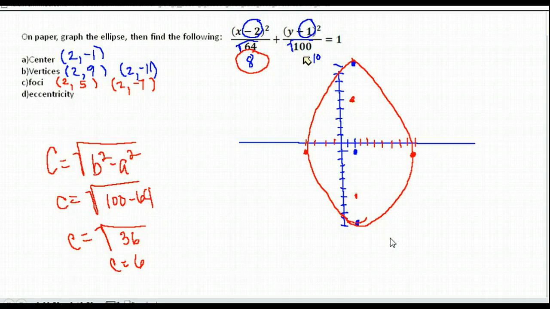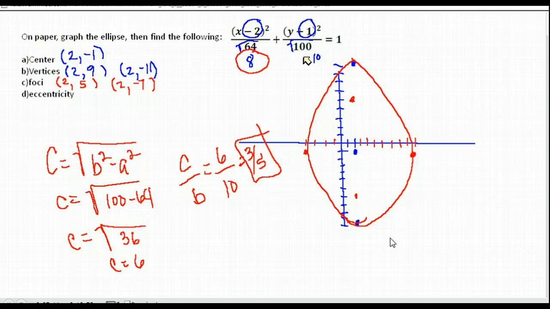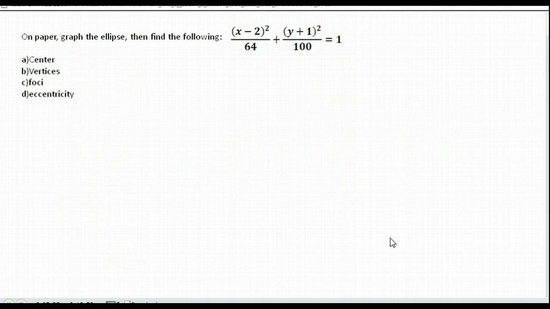All I have left is the eccentricity, which is always equal to C over your larger value, which in this case is B. C over B would give me 6 over 10, or 3/5. Okay, if it's a vertical ellipse, your eccentricity is C over B, because it's always the distance from the center to the focus point over the distance from the center to the vertex.